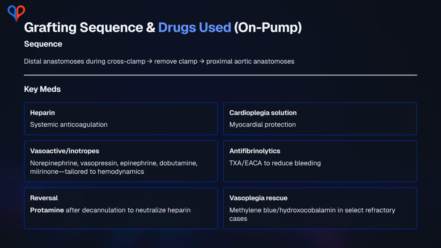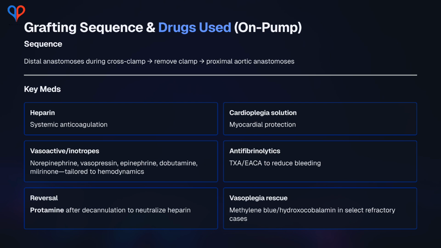Free grafts, radial or saphenous, have their proximal ends sewn to the ascending aorta using a side-biting clamp after cross-clamp removal, and their distal ends to the targets. In contrast, an in-situ internal mammary artery is already supplied from the high-pressure subclavian, so only its distal internal mammary artery to coronary anastomosis is sewn while the heart is arrested.